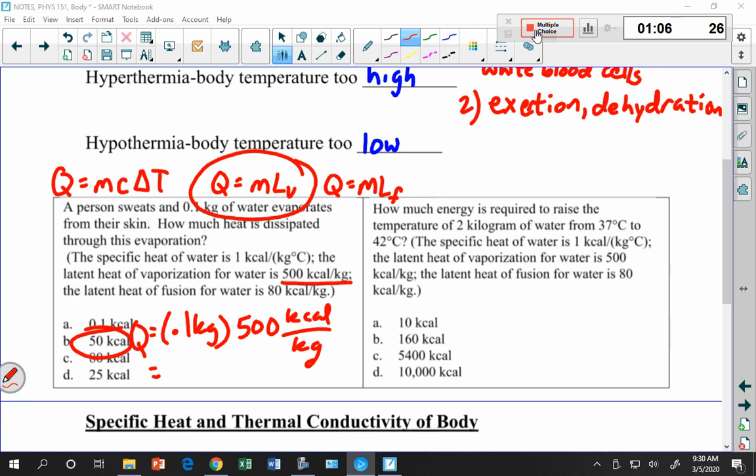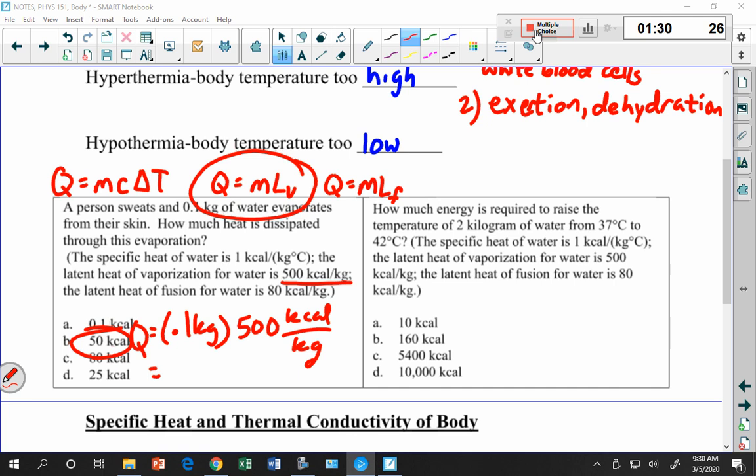If I want to figure out how much energy is required to raise the temperature of something, which of these am I going to use? Am I going to use Q equals mc delta T, the mass times latent heat of fusion, or the mass times latent heat of vaporization? The first, second, or third? The first one, right. That's really the only one with a change in temperature.